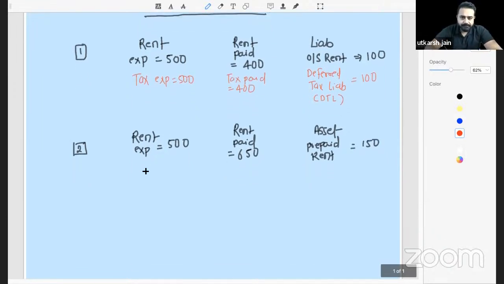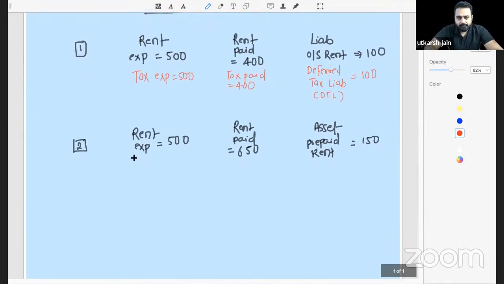In the same way, independent scenario. My tax expenditure during the year was 500. Again, for some technical reasons, the tax paid turned out to be 650. Now, I'm using the word paid. Ideally, the word I should be using is payable, but we'll get into technicalities a little later. So tax paid turned out to be 650.